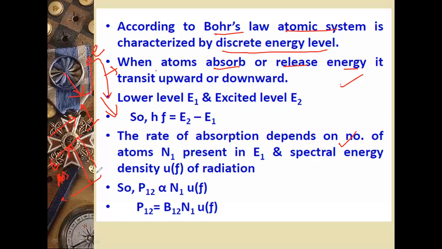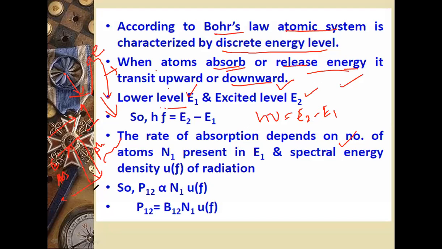When it releases a photon, that is, light, this is called emission. So here, when an atom absorbs or releases energy, it transitions upward or downward. The lower energy level E1 is the ground state, and the higher energy level E2 is the excited state. That difference gives E2 minus E1. This is Bohr's atomic model. So h nu is equal to E2 minus E1.